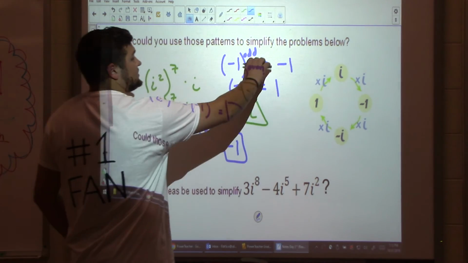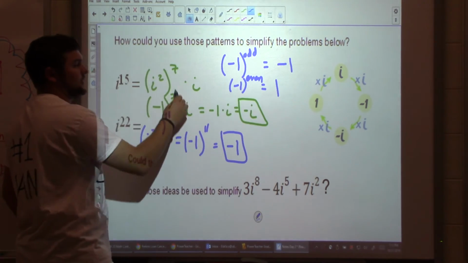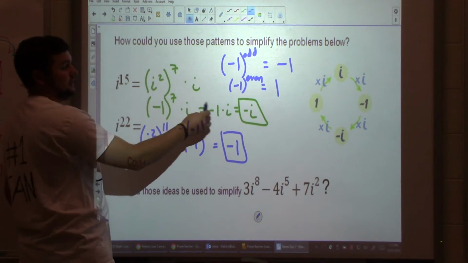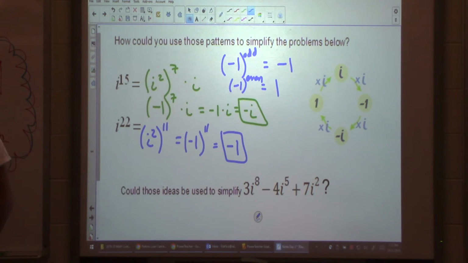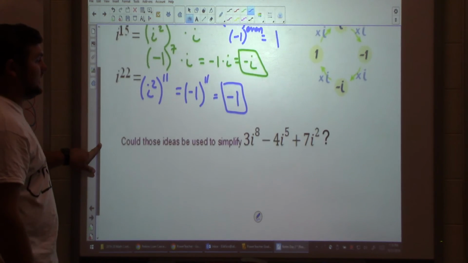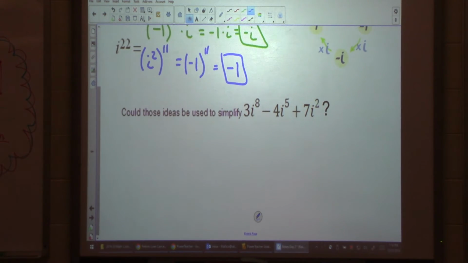So if you can remember this, it's also a nice little shortcut where you don't have to put it in your calculator. Negative 1 to the 7th, I know that's negative 1. Negative 1 to the 11th, I know it's negative 1. Alright? Does that kind of make sense a little bit? Do we have any questions on that before I move on? I don't want to go any farther until we all understand that. Cool? All of us that are sleeping, we're good? Okay? Alright, then, could we use that to simplify this problem here?